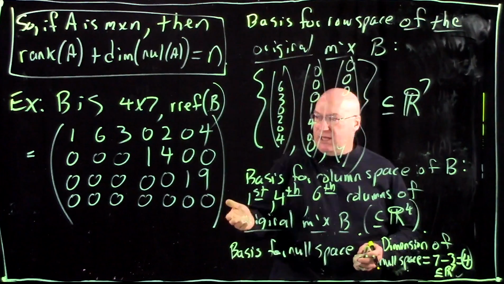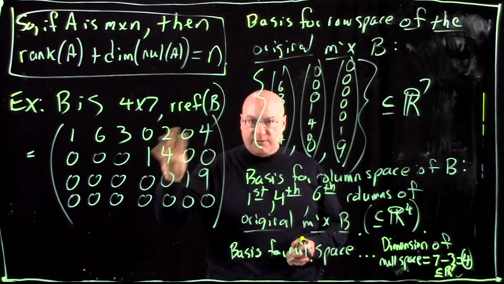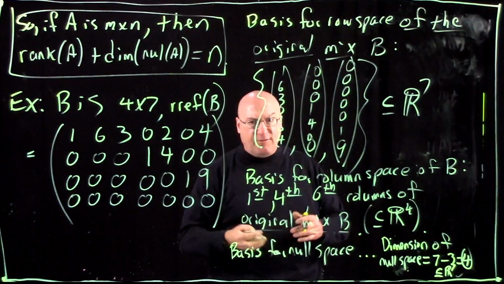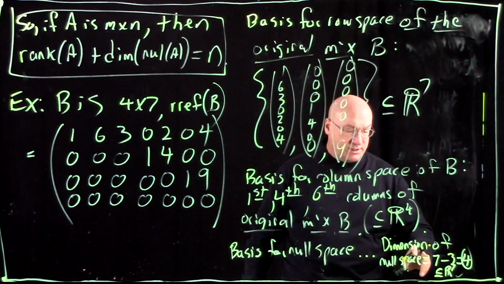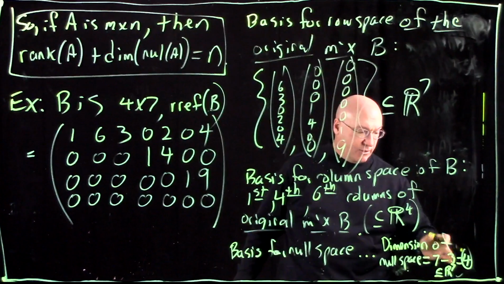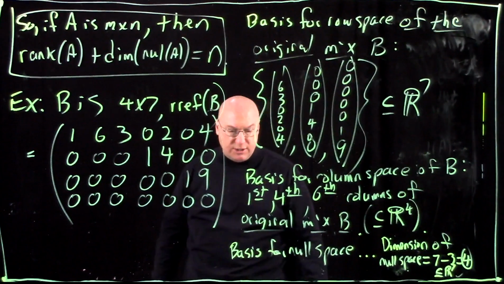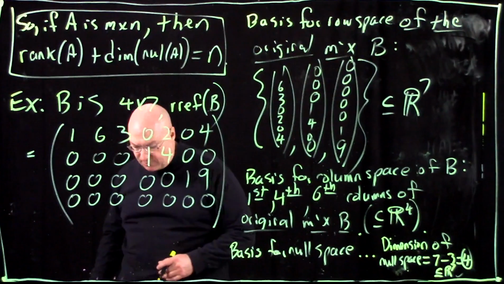And you can see I've got 3 pivot columns here, so I'm going to have 4 non-pivot columns. I'm going to have 4 free variables, so I'm going to have a 4-dimensional null space. You can see it that way, right? But you know right away, because the number of columns is 7 and I have a rank of 3, that the null space will have dimension 4. We sometimes call it the nullity of the matrix.